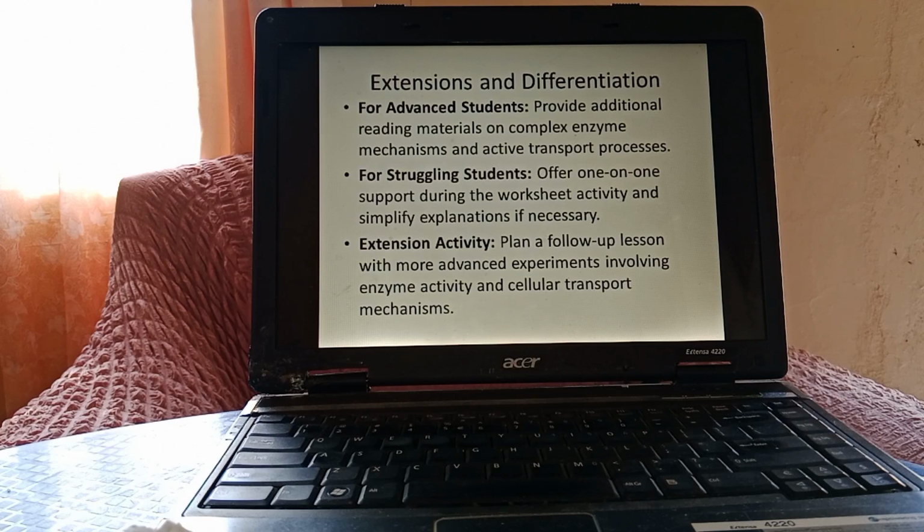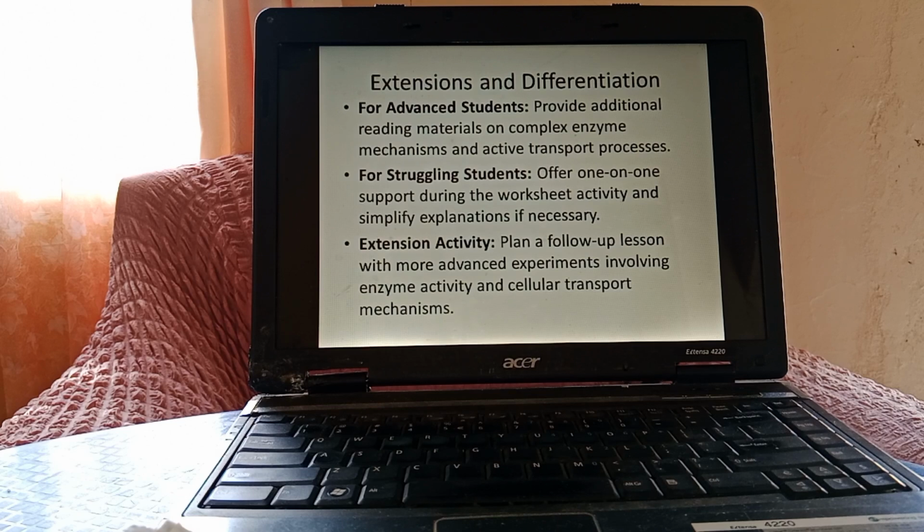For your learners, for advanced ones, provide additional reading materials on complex enzyme mechanisms and active transport processes. For the ones who need more assistance, offer one-on-one support during the worksheet activity and simplify explanation if necessary. Those struggling students, okay? They are still there, but they are not struggling as such, but you can assist them. We cannot call them slow runners because that would be demoralizing them.